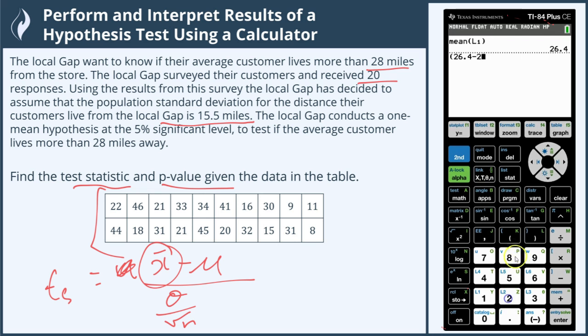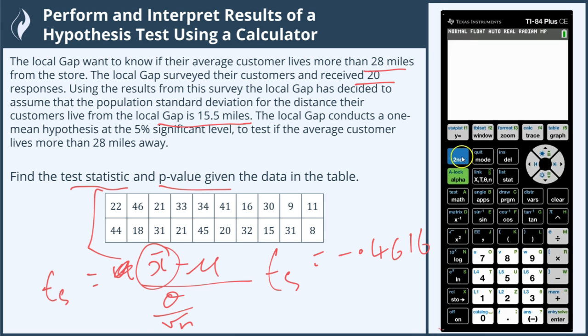Minus the population mean. And make sure your parentheses are in the right place or you will not get the right answer. Divided by the square root of 20. Make sure your parentheses is outside of the square root. Hit enter. All right, this is our test statistic. So the test statistic is equal to negative 0.4616.